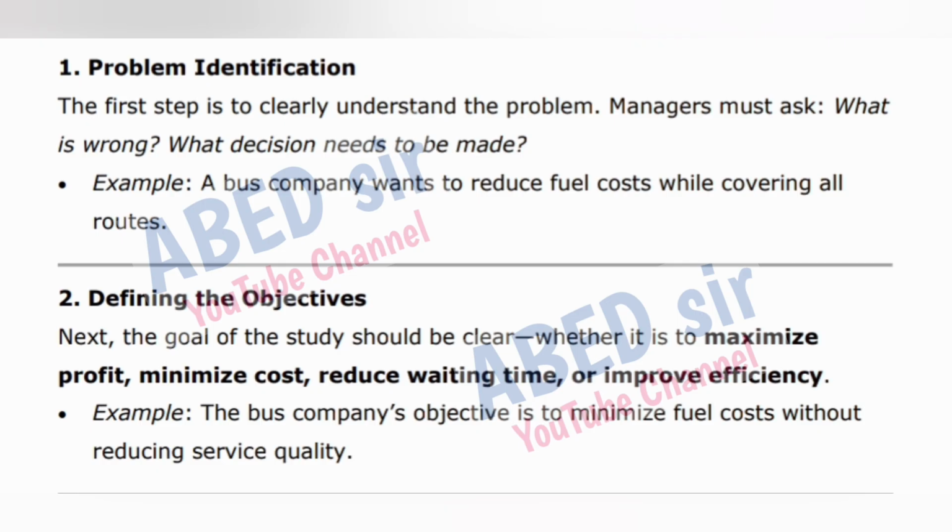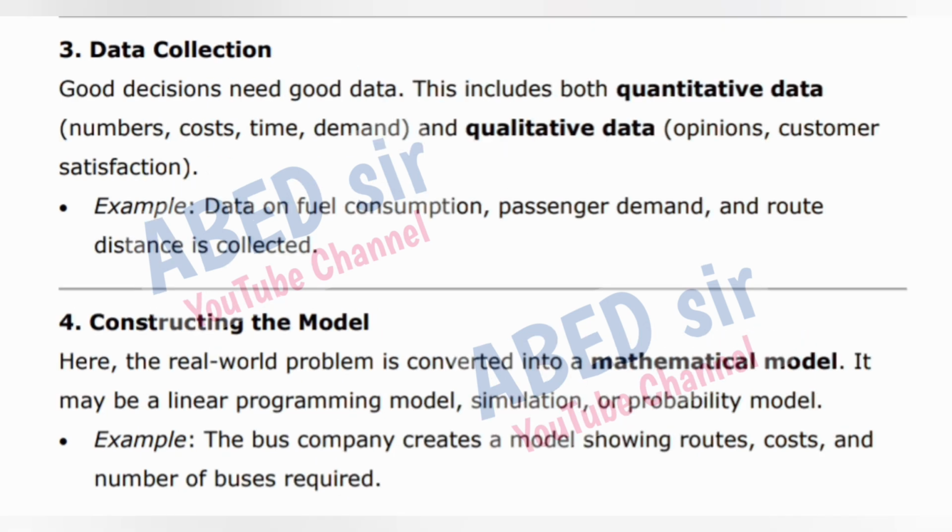2. Defining the objectives. Next, the goal of the study should be clear, whether it is to maximize profit, minimize cost, reduce waiting time, or improve efficiency. Example, the bus company's objective is to minimize fuel costs without reducing service quality. 3. Data collection. Good decisions need good data. This includes both quantitative data (numbers, costs, time, demand) and qualitative data (opinions, customer satisfaction). Example, data on fuel consumption, passenger demand, and route distance is collected.